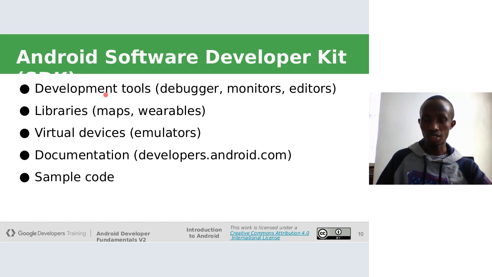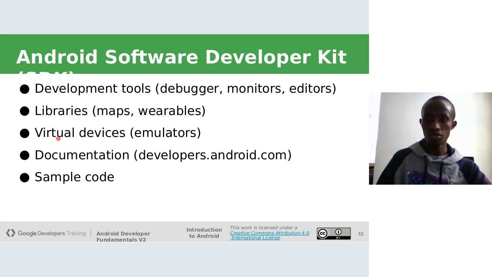For example, one of the tools is development tools. The debugger is for removing errors. Monitors are for checking how your code is performing. You have editors, then you have libraries, maybe for maps. Remember, I said those libraries are nothing but frameworks that you can call when you want to make use of a certain service. We have the virtual devices.